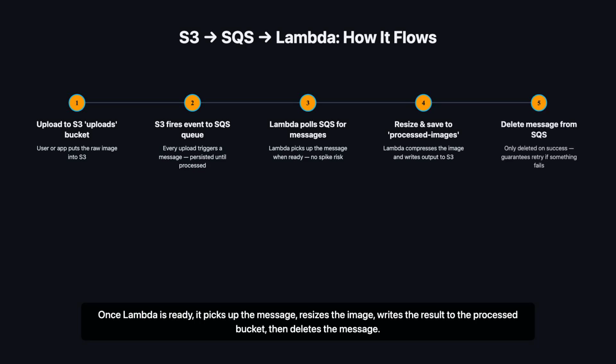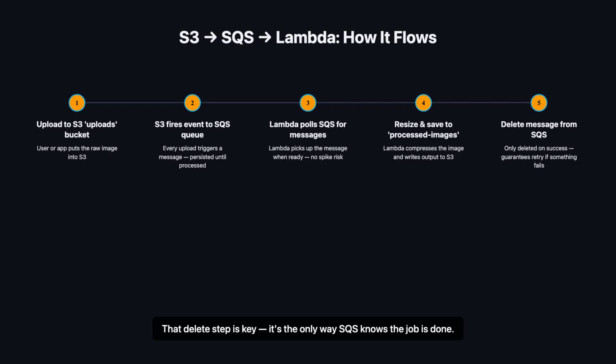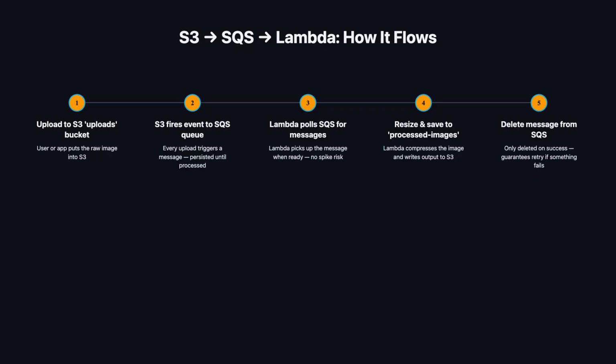Once Lambda is ready, it picks up the message, resizes the image, writes the result to the processed bucket, then deletes the message. That delete step is key. It's the only way SQS knows the job is done. No delete means SQS retries. That's why options A and B win. They build durability into every step of the pipeline.